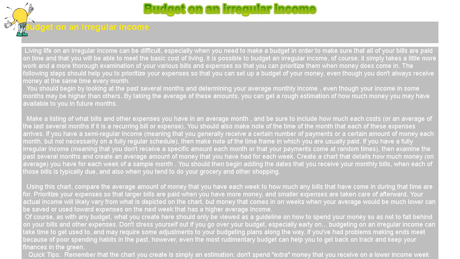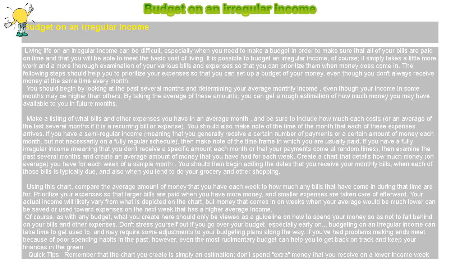Prioritize your expenses so that larger bills are paid when you have more money, and smaller expenses are taken care of afterward. Your actual income will likely vary from what is depicted on the chart, but money that comes in on weeks when your average would be much lower can be saved or used toward expenses on the next week that has a higher average income.